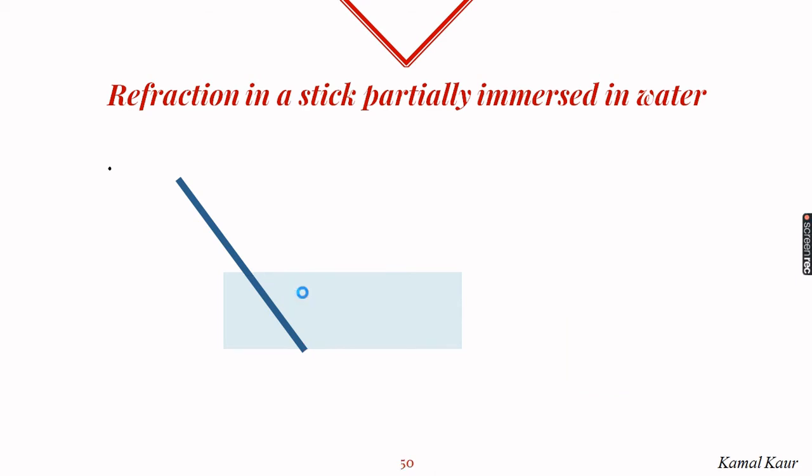Now we will learn to draw this diagram in a stepwise manner. First of all, a stick half in water and half in air, and then we will show the bent path of this stick here.